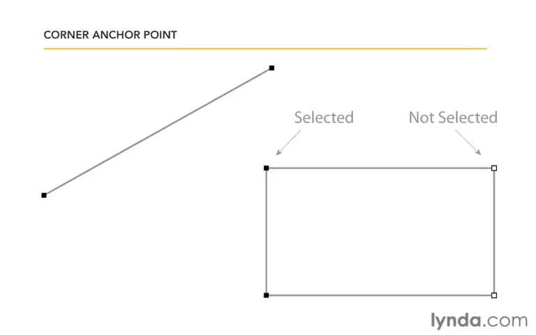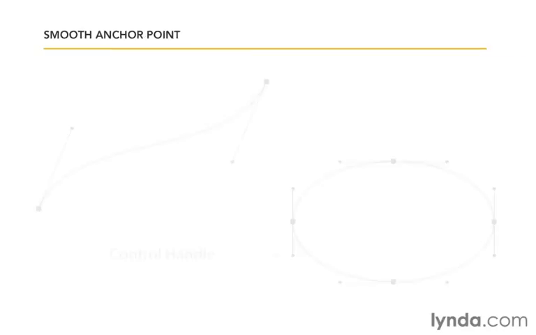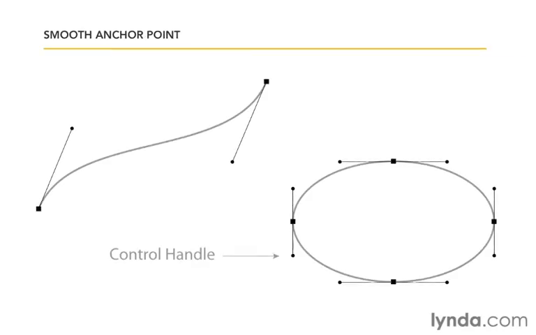Now, corner anchor points are used to create straight lines, but what happens when you want to create a curved line? Well, an anchor point that has a curved line running through it is called a smooth anchor point. When you're using smooth anchor points, Illustrator doesn't connect those points with a straight path. Rather, it connects them with a curved path. These smooth anchor points have an additional attribute called a control handle. The position of these control handles controls exactly how that curve is drawn between the anchor points.